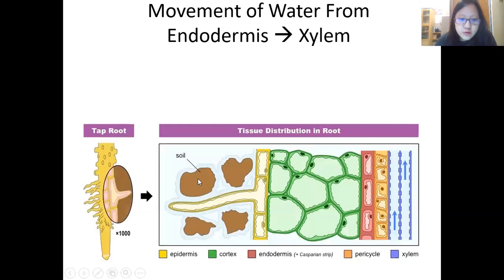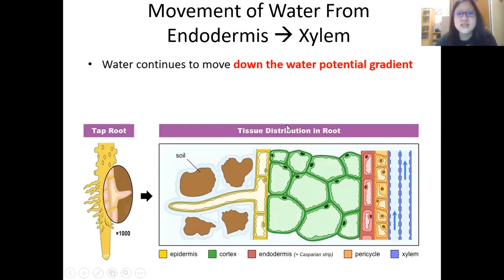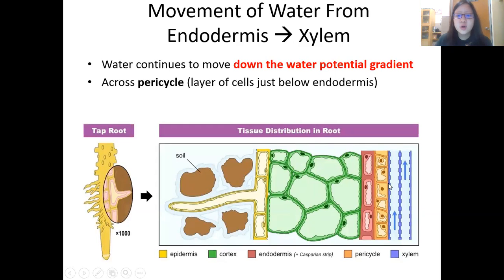Okay, so far we have the soil with the root hair, apoplast and symplast in the cortex. In the endodermis, no apoplast, just symplast. Now we can finally go through to the xylem. Yay! Throughout this process, water continues to move down the water potential gradient. There is a lower water potential in the xylem than in the soil.